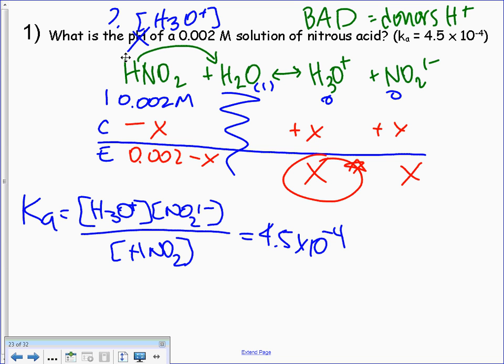Right, these values get plugged in here, and I'm just going to do it over here in red. So the top numbers, X and X, what can I simplify that to? X squared over the bottom one, 0.002 minus X.